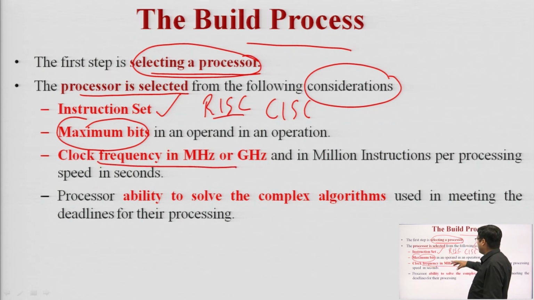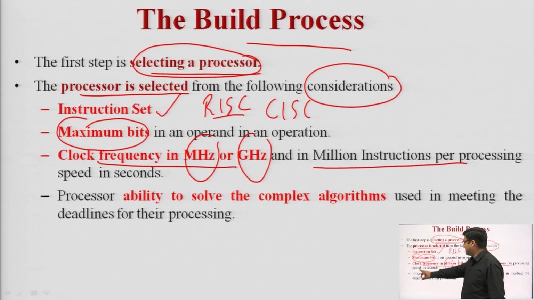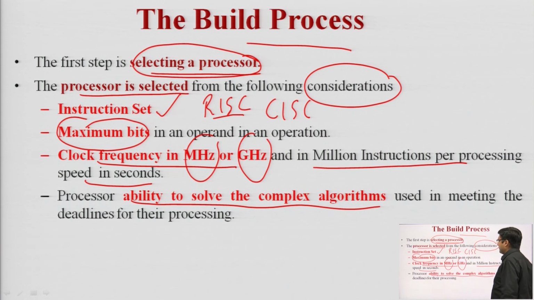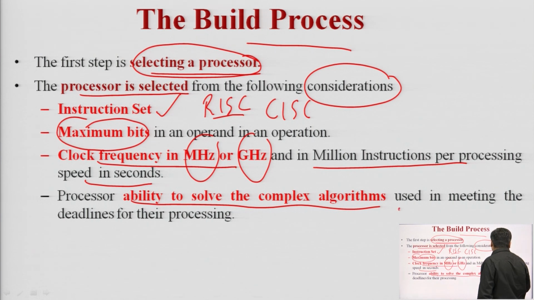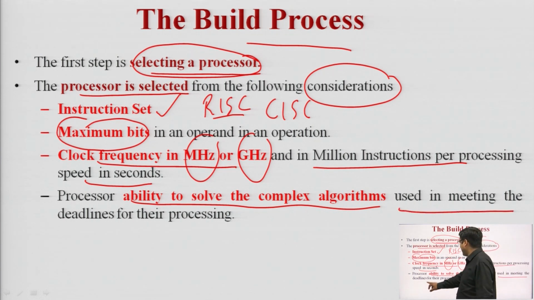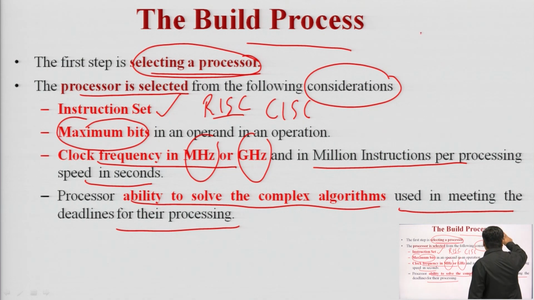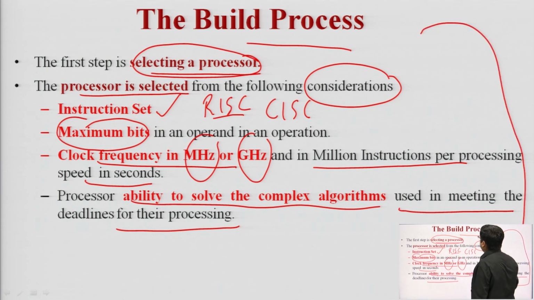Clock frequency, which clock frequency it can support. A processor may be in megahertz, it may be in gigahertz. So it can carry out millions of instructions per second. The next feature in selecting a particular processor is the ability to solve complex algorithms. While using any processor, can it handle complex algorithms? It is the main criterion, as it is used in meeting the deadlines for processing. So these are the things we can take care of while building any embedded system.